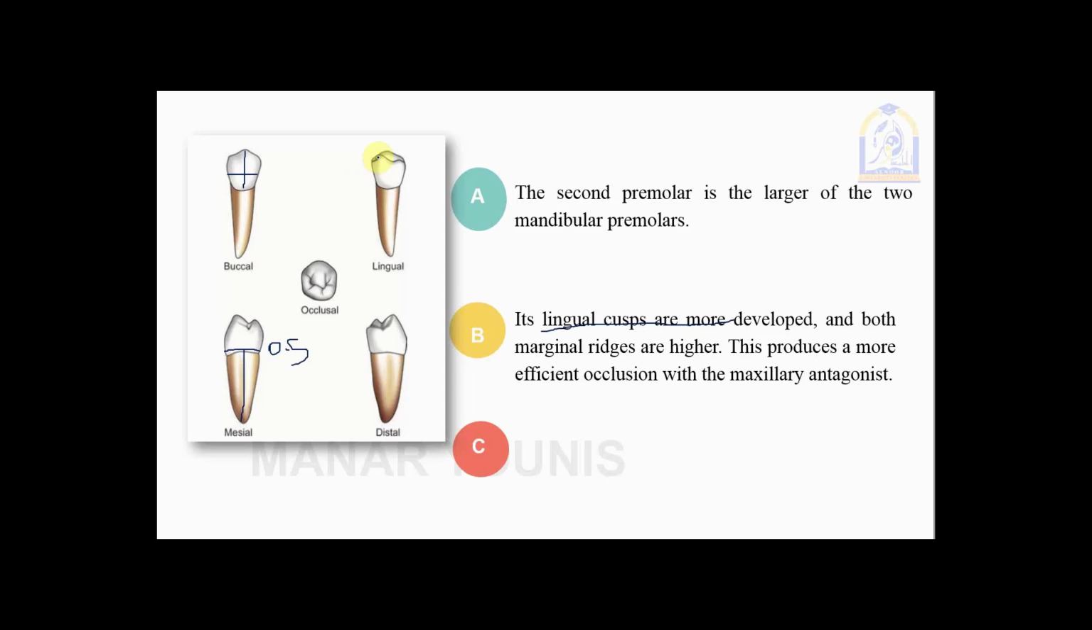Another characteristic feature is that the lingual cusps are more developed. As you can see here, in most of the cases there are two lingual cusps. They are more developed at a higher level, they are functional, and this will produce more efficient occlusion with the maxillary antagonist. And because of this, the mandibular second premolar will function more like a molar than a canine.